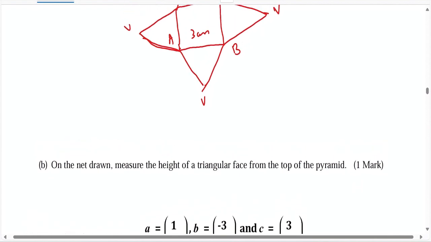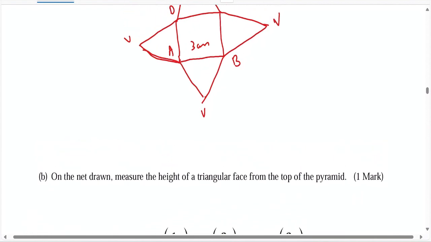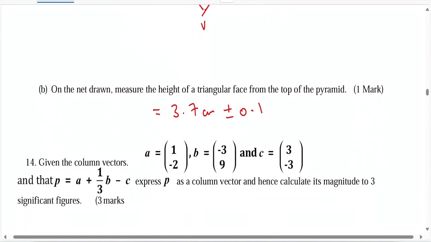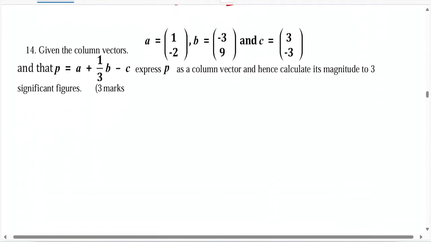So on the nets drawn, measure the height of a triangular face from the top of the pyramid. Answer yako hapa ukichora vizuri, your answer should either be for your 3.7 cm plus or minus 0.1. So inaweza kuwa 3.8, 3.6 up. So let's go to question 14.